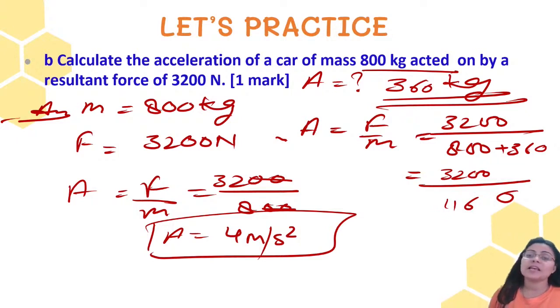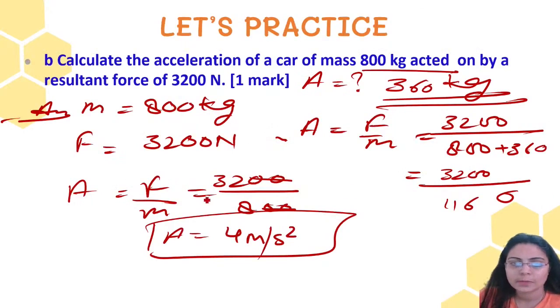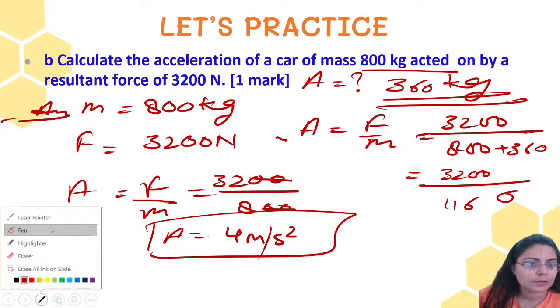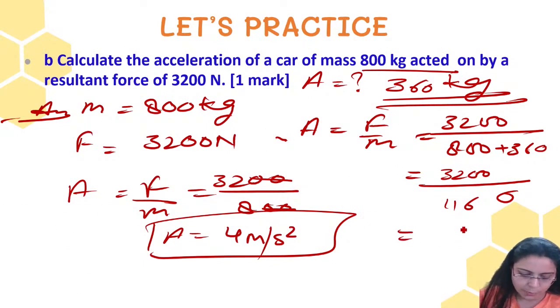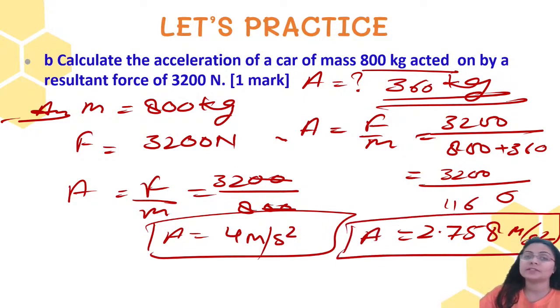So now the mass has been increased, guys. Now let me know what will be the effect on that. What will be the effect on the acceleration of this car? How will it vary? Now the acceleration on this body has been reduced to 2.758 meter per sec square. Now the acceleration has been reduced. The car won't be able to accelerate as it was doing earlier with such kind of heavy mass.